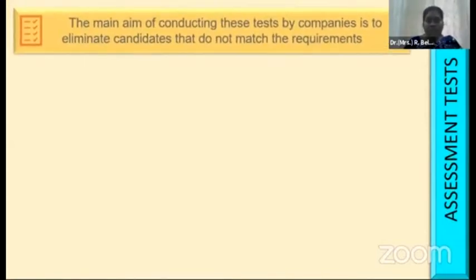Okay, now moving on to the second stage, which is the assessment test. What is the main reason for conducting an assessment test? I want to filter. I don't want unnecessary candidates.